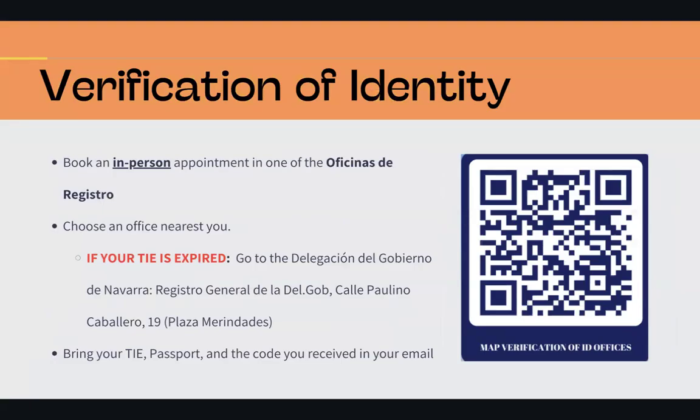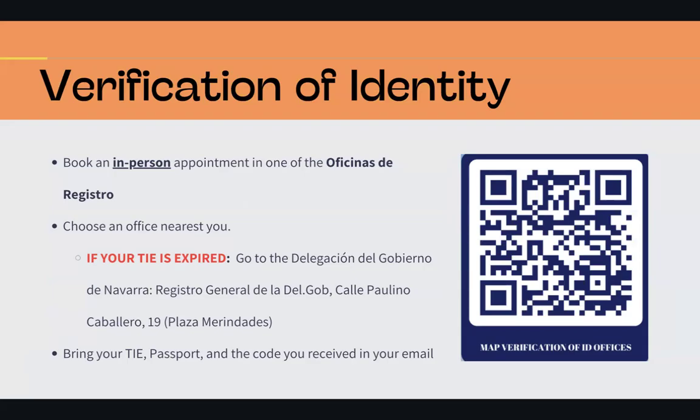You must book an in-person appointment in the oficinas de registro, and you can choose the office nearest you. If you scan this QR code, you can see the various offices that you could go to, to verify your identity. This appointment is literally 5-10 minutes long. It's just to see that your details match your passport, your TIE, and the application.